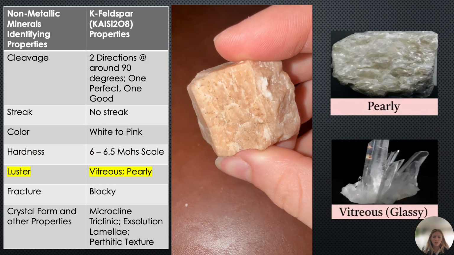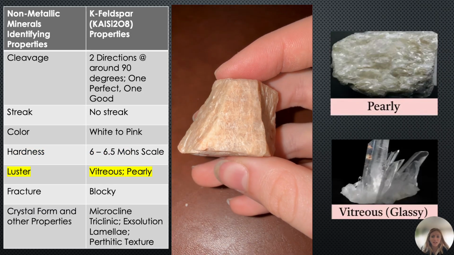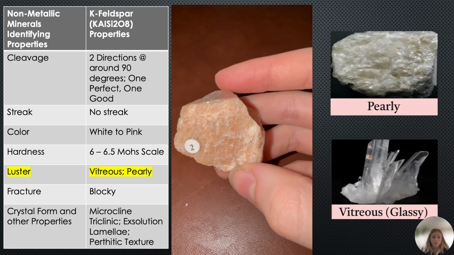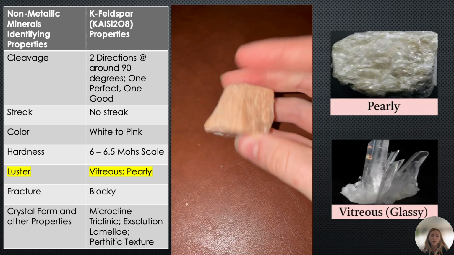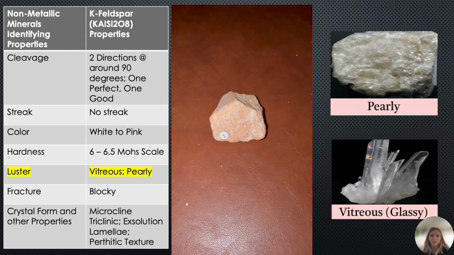Now we're going to stop super quick. What is the luster on this? It's going to be pearly/glassy, which we can see over there is going to be part of K feldspar. It's crucial to understand that it's a little bit of both. That's going to help us identify this.